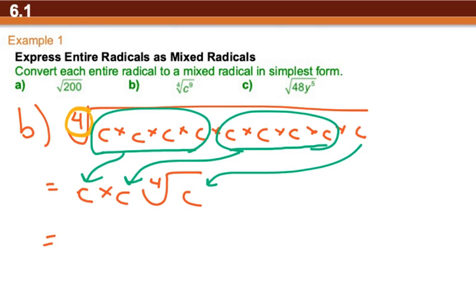One last step of simplifying, we have C times C outside the root. That is the same as C squared. And we have the 4th root of C.